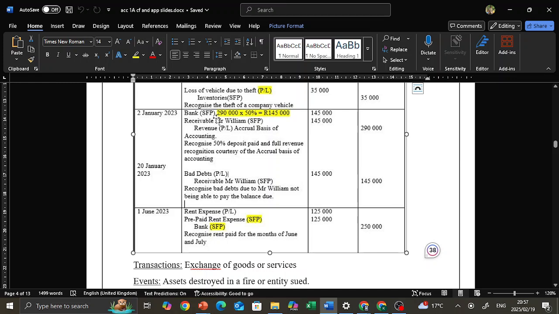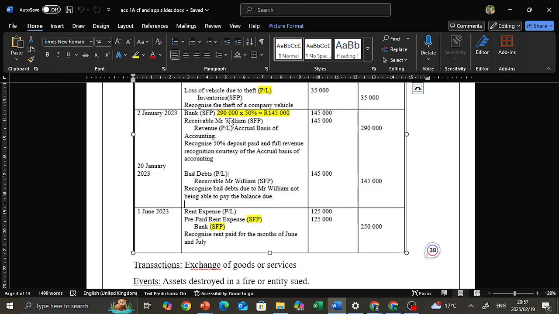We write bank SFP, right? Please pay attention to this one. Very interesting one. Bank SFP, right? The reason I have taken the amount and split it in two is because the scenario said Mr. Williams purchased a vehicle from us, but we said he could pay half today and pay half in the future, right? We have to split that.